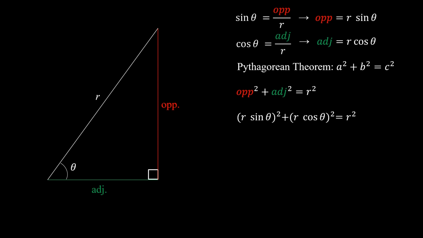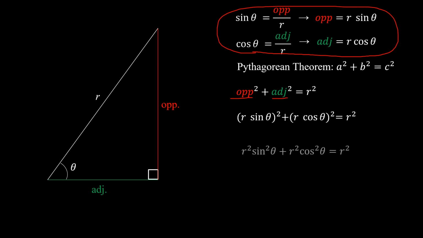So we can substitute the equations that we got in the first few steps, right over here, into opposite and adjacent, and we get that r sine theta squared plus r cosine theta squared equals r squared. And let's just multiply everything out. So we get that r squared sine squared theta plus r squared cosine squared theta equals r squared.